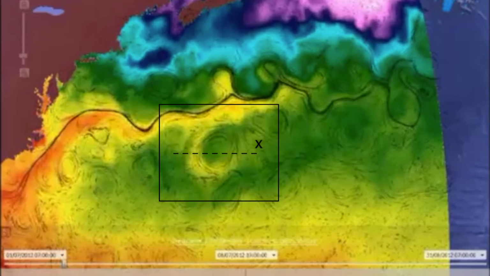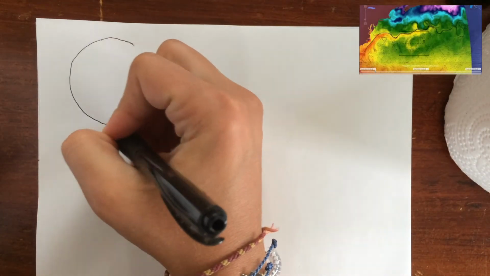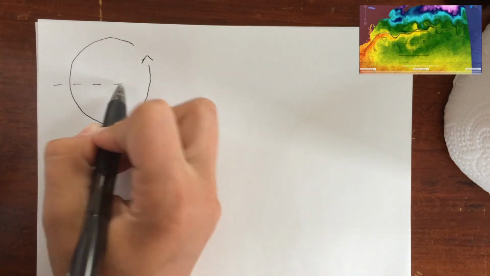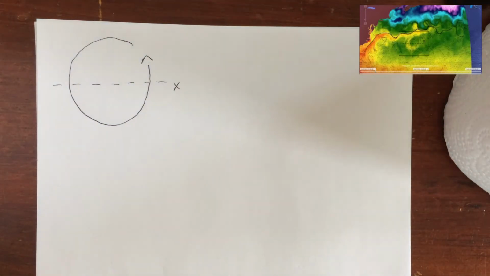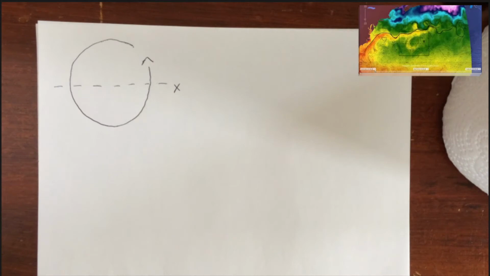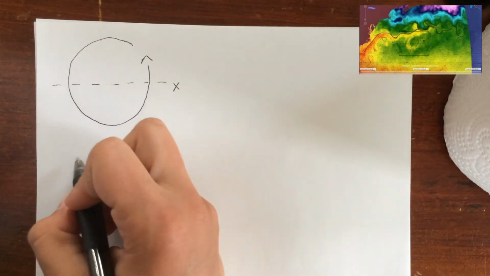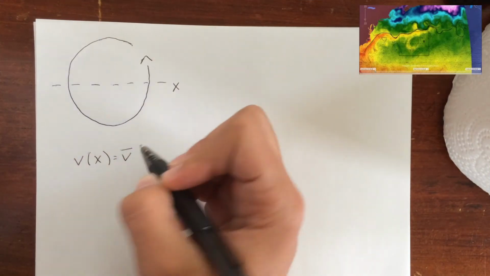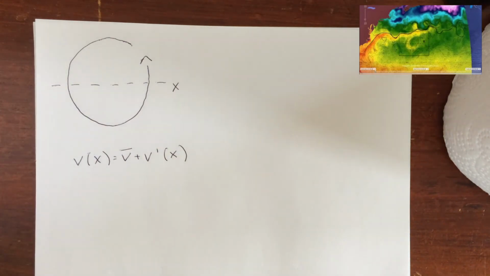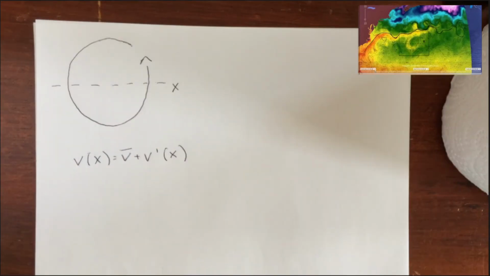Okay, so I'm going to switch back to notes again. Here is the eddy we were just looking at, and we're trying to determine the temperature flux across the span of the eddy. So we'll measure velocity in the y direction, or v, and temperature T across the line. Our equation for velocity as a function of x is the same as before, except now we're measuring velocity in the y direction, so we are using v. So we have v is equal to the average velocity plus v prime of x, which this time is the spatial varying anomaly.